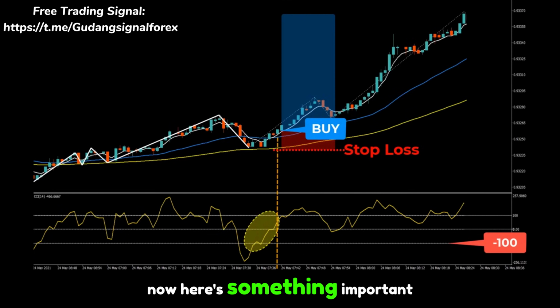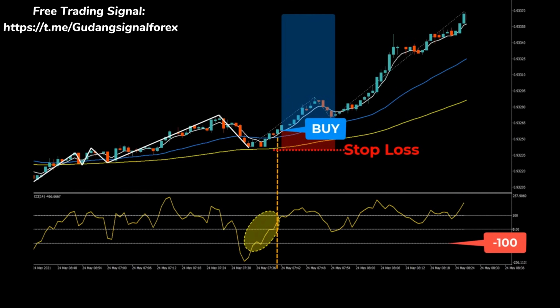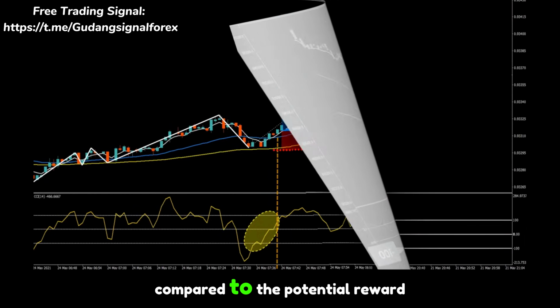Now here's something important. These high probability entry signals don't appear frequently, and that's intentional. This strategy is designed to filter out weak setups, focusing only on trades with massive profit potential. And that's exactly why institutional traders and big players love this strategy. It keeps trading simple and efficient. They don't need to constantly chase the market. But when a signal does appear, they have the opportunity to capitalize on huge profits while keeping risk relatively low compared to the potential reward.